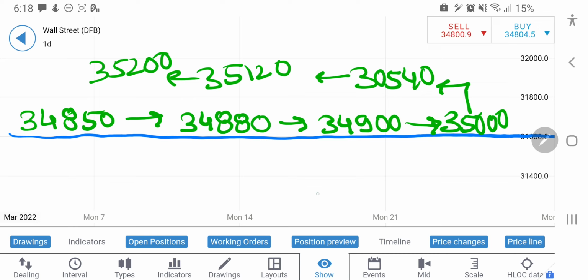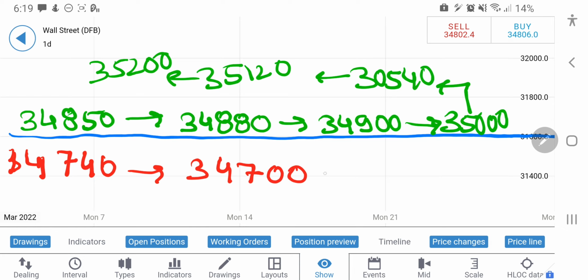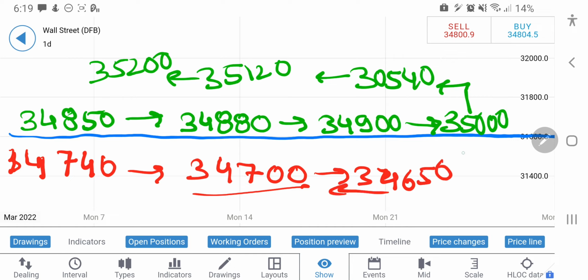On the downside, on the contrary, if you see it trading below 34,740, you can take a short entry. Then at 34,700, it can bounce back from these levels. Then 34,660, rather I will say 34,650, it can bounce back from these levels. If it trades below 34,650, then it will try to come back to 34,600.